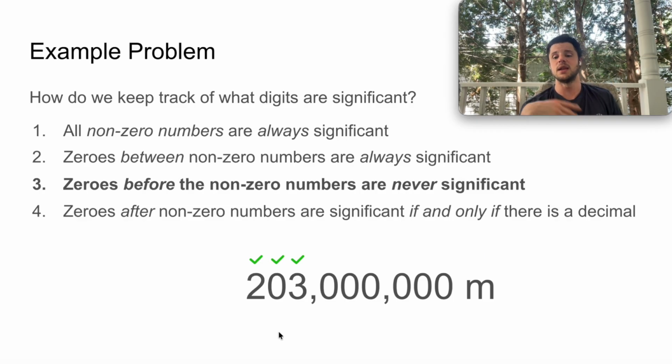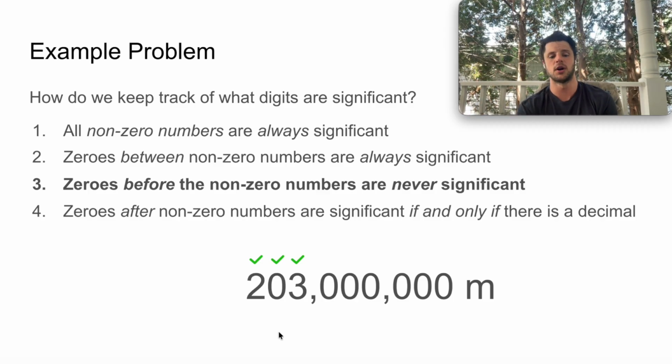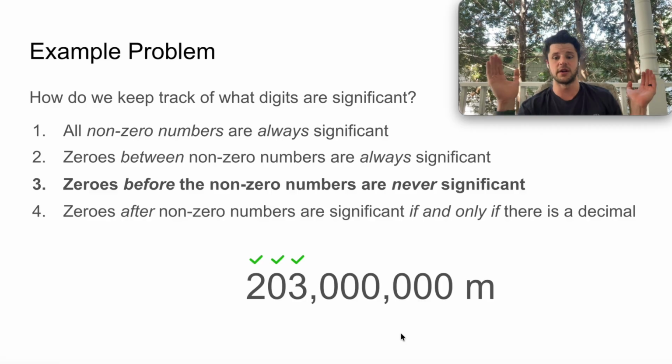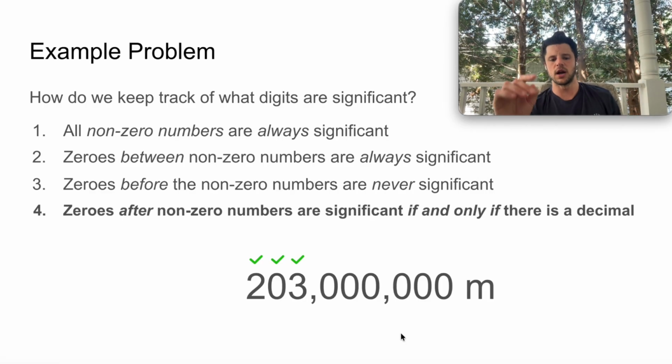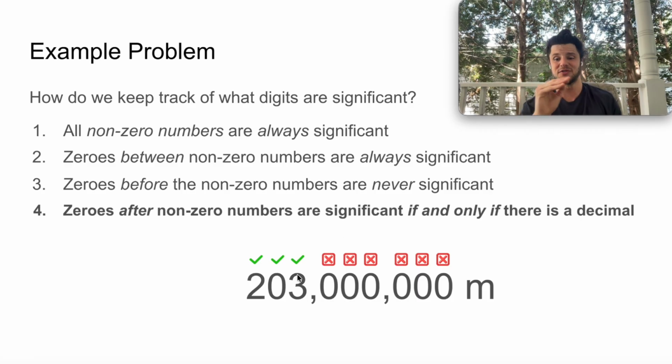In this case, and in many numbers that are large, we won't have any zeros preceding the first non-zero number. So there are no zeros in front of there. So we don't have to worry about them. What we do have to worry about are the zeros after the final non-zero number. And in this case, since there is no decimal, then none of these zeros are significant. So as this number is communicated, we have no reason to believe that any of these zeros are significant.